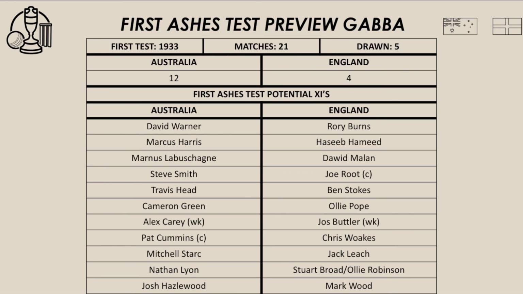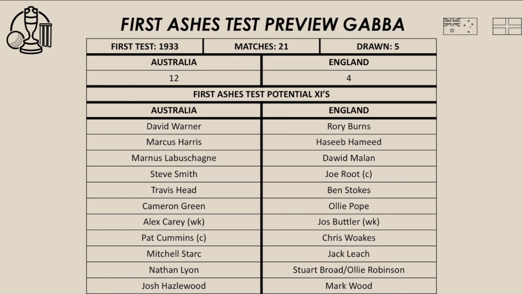We'll start with Australia. Now, Australia's already named their 11. So their 11 for this first test is Warner, Harris, Labuschagne, Smith, Head, Green, Carey, Cummins, Starc, Lyon and Hazlewood. That's Australia's 11 for the first test match. Now, there was a lot of debate on Harris, Head and Carey being in the side. The selectors have backed Harris to open the batting. They have backed Travis Head over Khawaja to bat at number 5. And they've backed Alex Carey to be the keeper, obviously making his test debut and replacing Tim Paine. So that's their 11 for the first Ashes test at the Gabba.